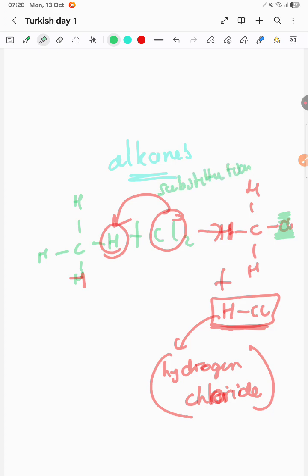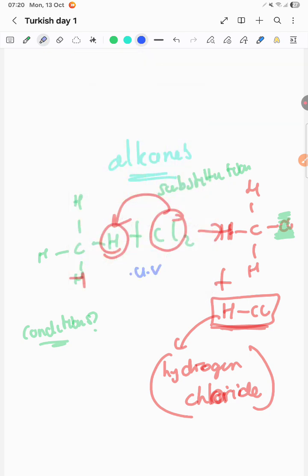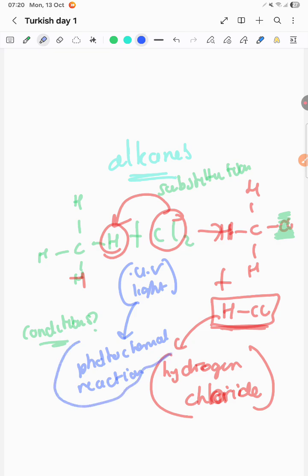Substitution. But what are the conditions for this reaction? What did you think? What are the conditions? This condition requires UV light. It requires what? UV light. And therefore, it could also be called a photochemical reaction. What could it be called? A photochemical reaction, because it requires UV light.